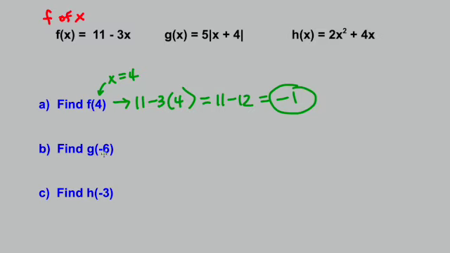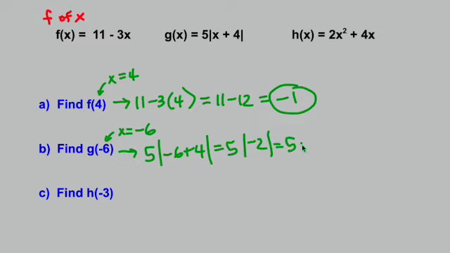Likewise on the second one, g of negative 6. What we're going to do is, at this point, we know that x is going to be negative 6. So we're going to go ahead and take 5 times the absolute value of negative 6 plus 4. Now, negative 6 plus 4 is equivalent to negative 2, and the absolute value of negative 2 is 2. So this literally becomes 5 times 2, which we all know is 10. So our output here would be 10, and our input was negative 6 in the function machine.